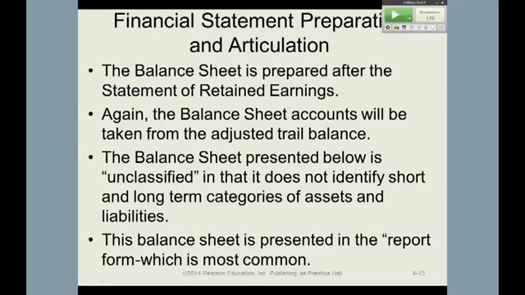So the format is that you would have assets on the left side and liabilities and equity on the right. So it almost looks like a T account. If you were asked to prepare a balance sheet in the report form, assets come first, followed by liabilities and stockholders' equity. If you were asked to prepare it in the account form, you would put the assets on the left, liabilities and stockholders' equity on the right side. So it's just a matter of reporting format.